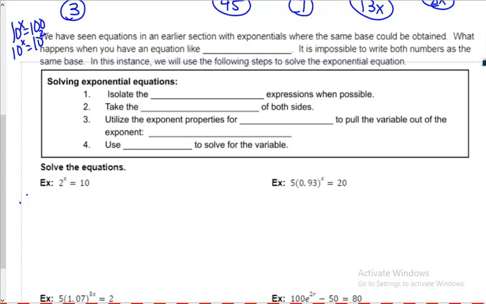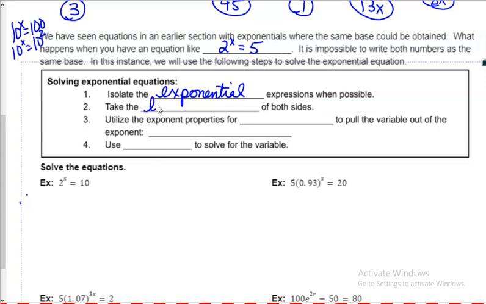What happens when you have an equation like 2 to the x equals 5, where 5 cannot be written as a base of 2? If it is impossible to write both numbers as the same base, in this instance, we can use the following steps to solve for this exponential equation. So the first thing that we want to do is to isolate the exponential part or the expression when possible.